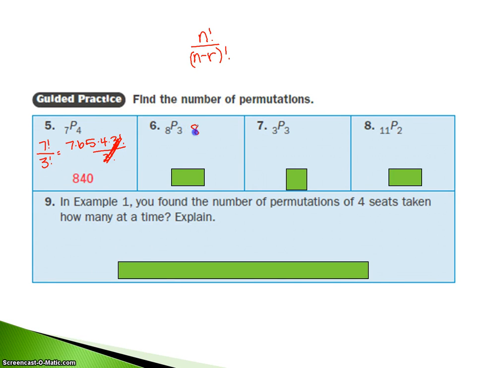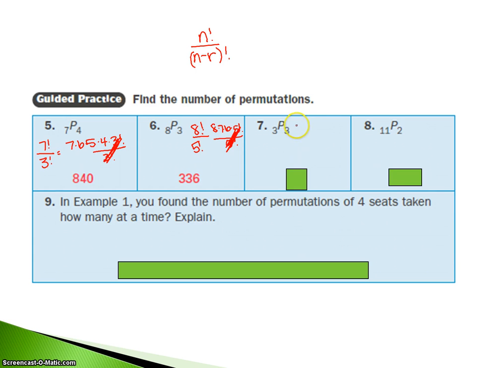For number 6, 8 factorial over 3 factorial. Oh, I'm sorry. You actually have to subtract, excuse me. Be careful about that. 8 minus 3 is 5 factorial. So we have 8, 7, 6, and then if you think about it, you don't even need to put the 5 factorial because that just cancels out. 8 times 7 times 6 is 336.